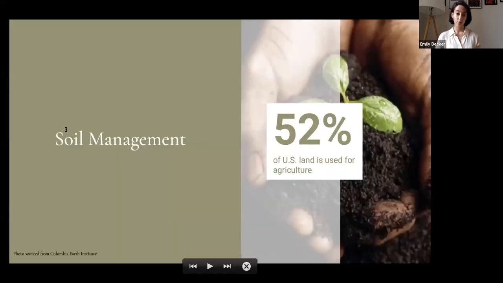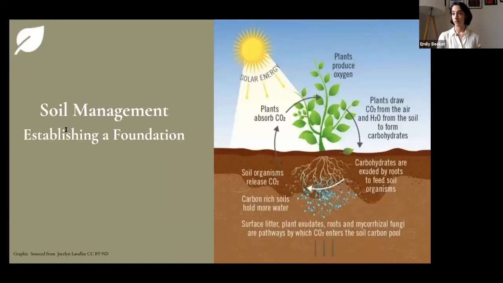We're moving on to soil management. 52% of US land is used for agriculture, and with that come a number of environmental issues. Before we begin, we need to establish a baseline understanding of the importance of our soil as a carbon sink.